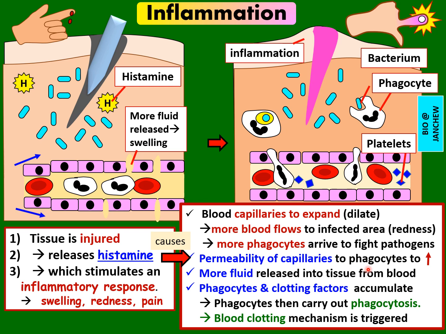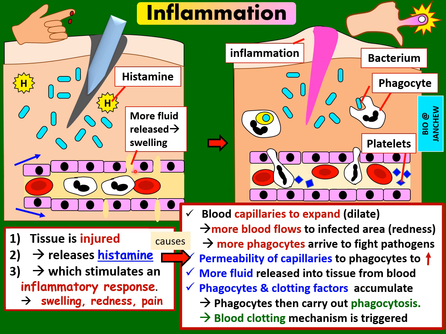All right. So another thing that happens is that the histamine will cause the permeability of the blood capillaries to the phagocytes to increase. That means the blood capillaries will become permeable to the phagocytes. So the phagocytes can move out through the pores of the capillaries. And when the capillaries become more permeable, it will also release more fluid.